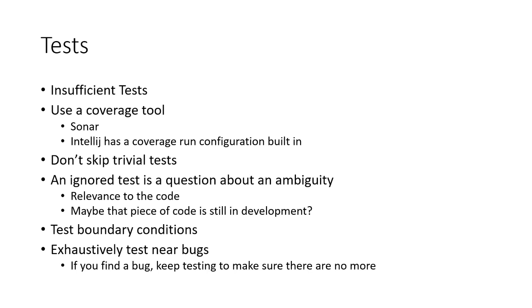Next, exhaustively test near bugs. If you find a bug, keep testing to make sure there are no more. And Uncle Bob, I think he lays it out here where he says bugs tend to congregate together. They're found in groups, right? So if you find one bug, then exhaustively test if there are other bugs near that condition or near that piece of code that you're finding that bug.